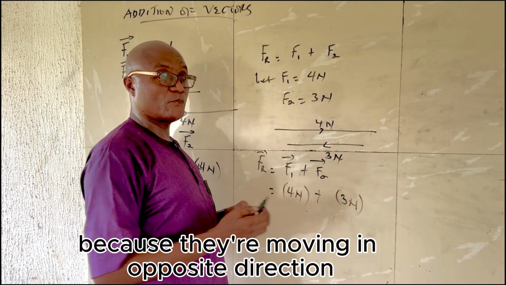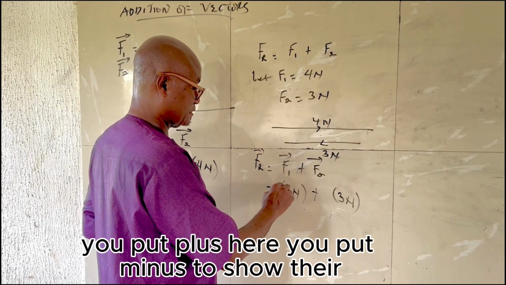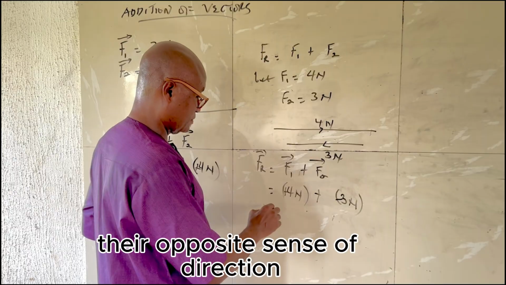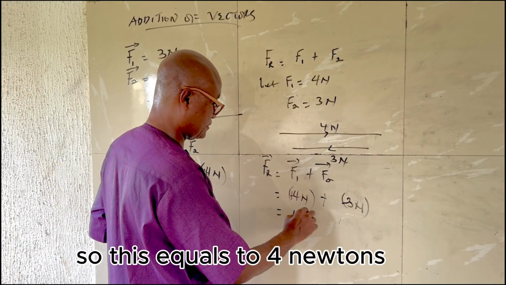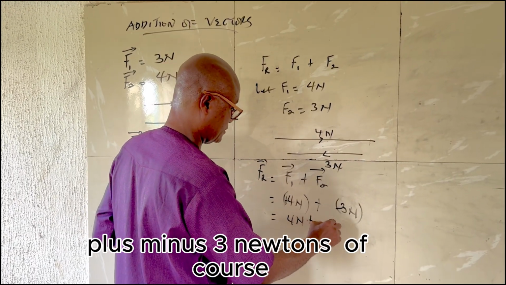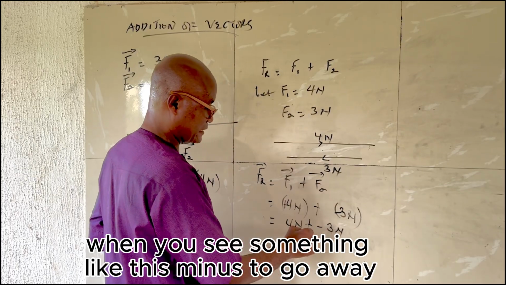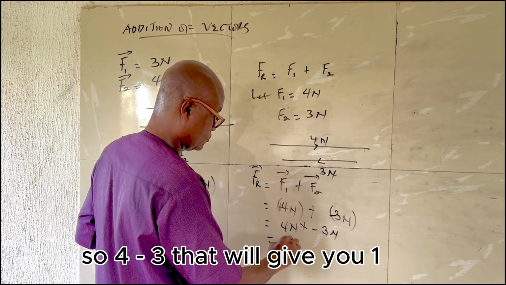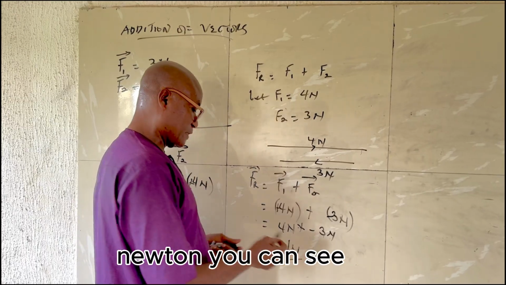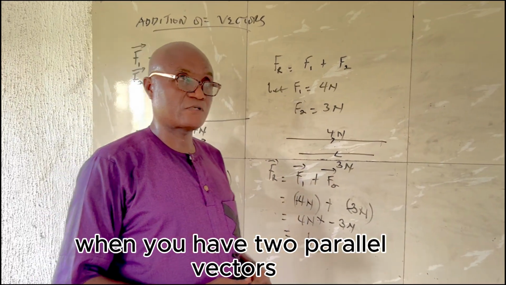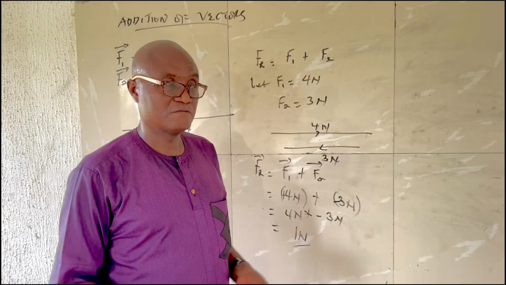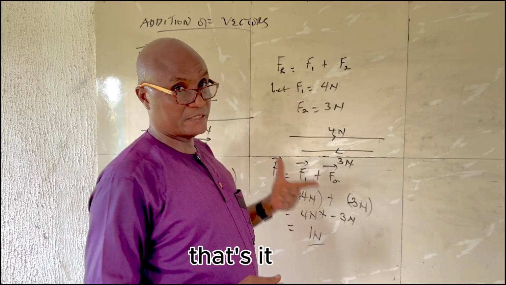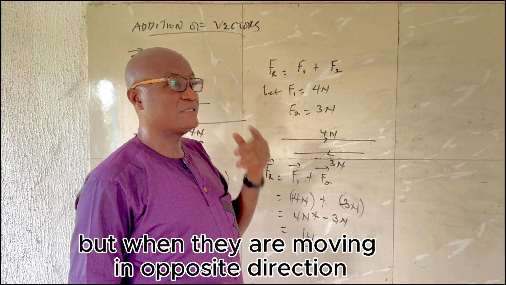But because they are moving in opposite direction, you put plus here, you put minus to show their opposite signs of direction. So this equals 4 newtons plus minus 3 newtons. Of course, when you see something like this, the minus will go away. So 4 minus 3 will give you 1 newton. You can see, when you have two parallel vectors moving in the same direction, you just add them together like 4 plus 3 to get 7.